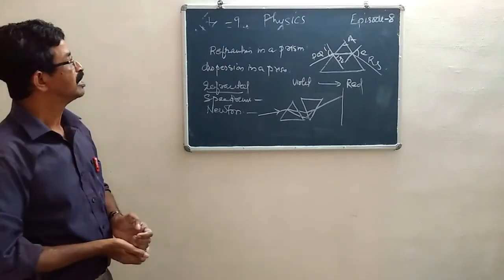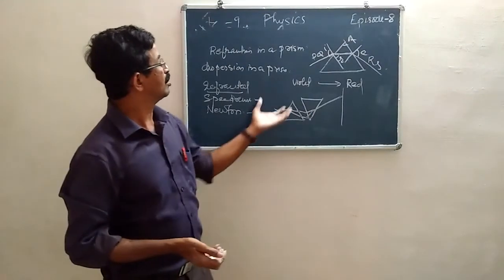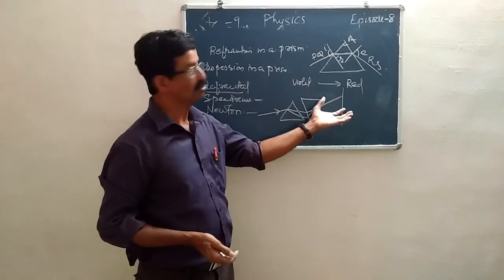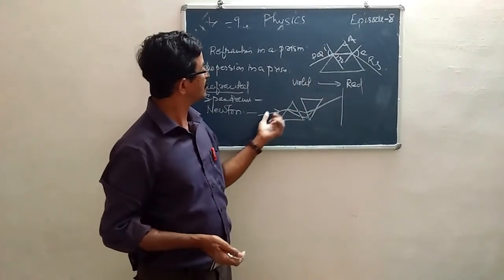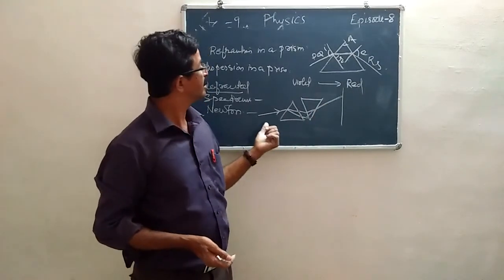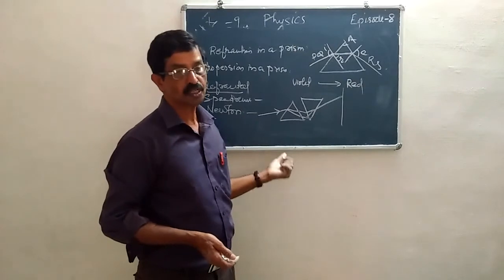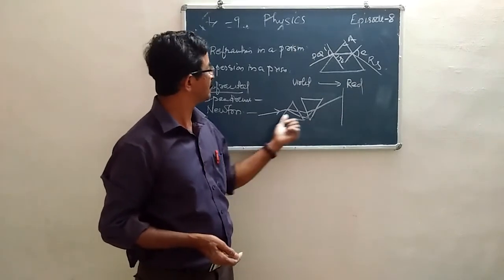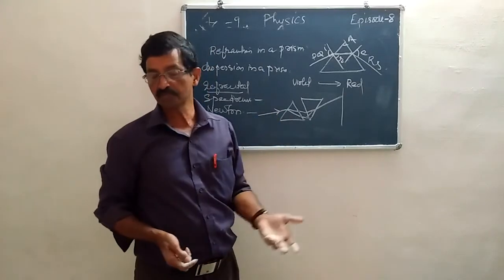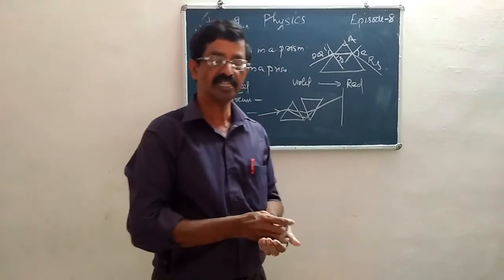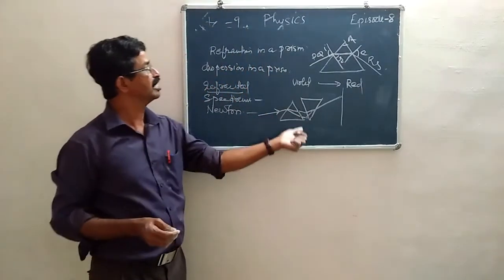That means he could combine these colors again. From this experiment, he concluded that white light is composed of different colors, and that we can split it, and by combining those colors again we get white light. That is the conclusion.